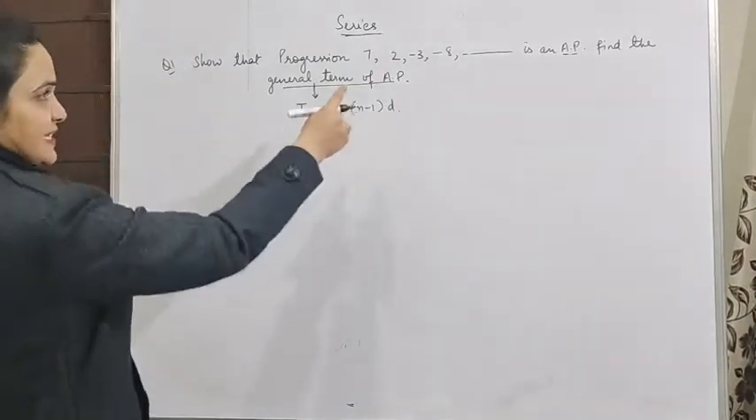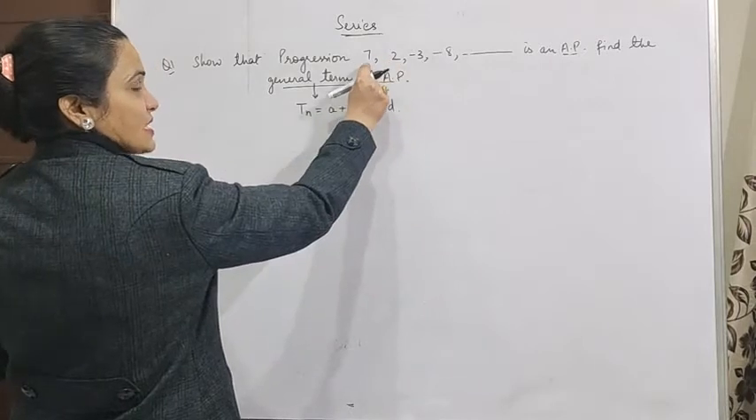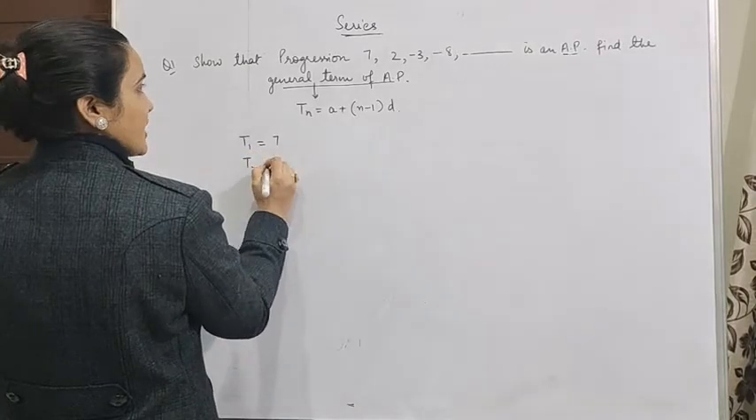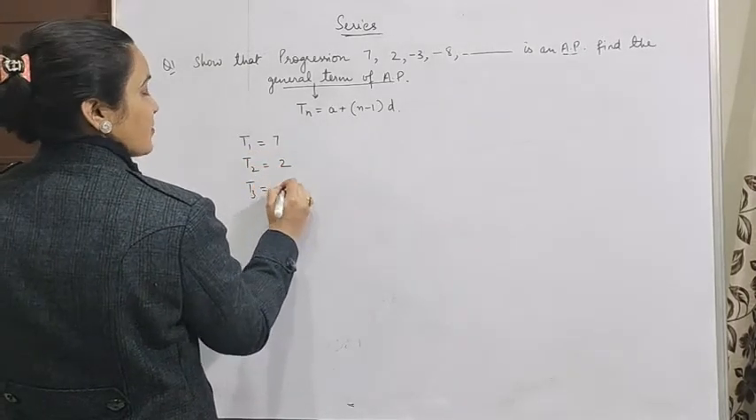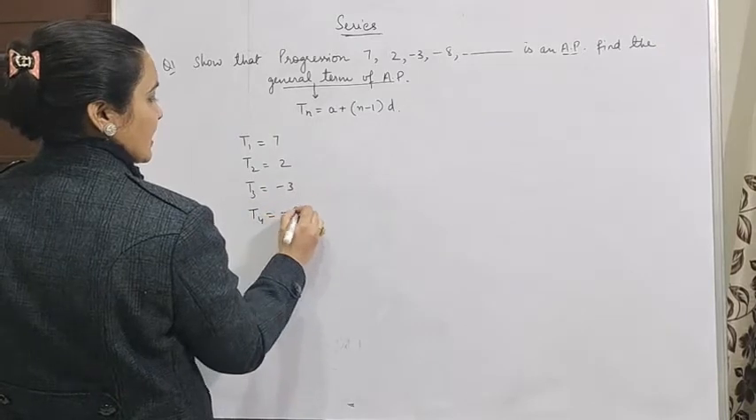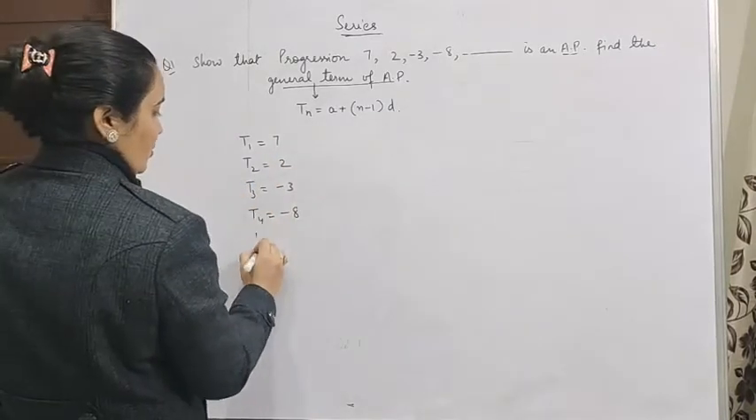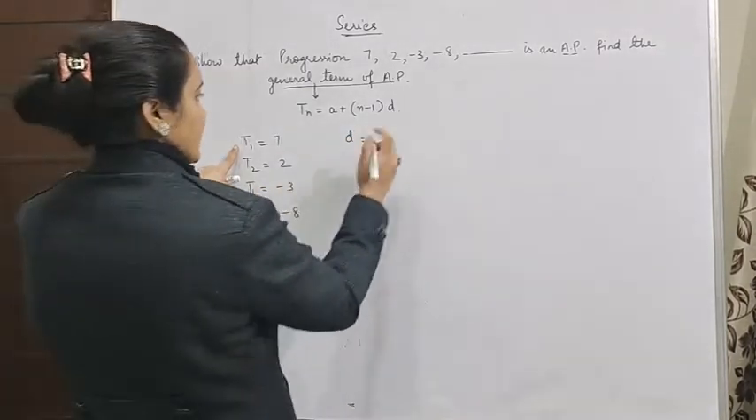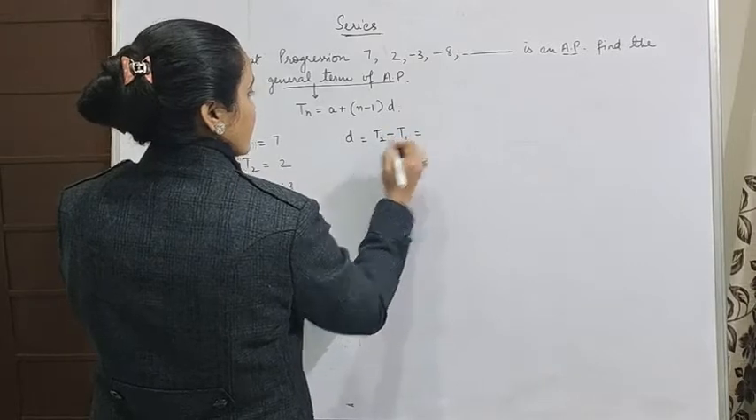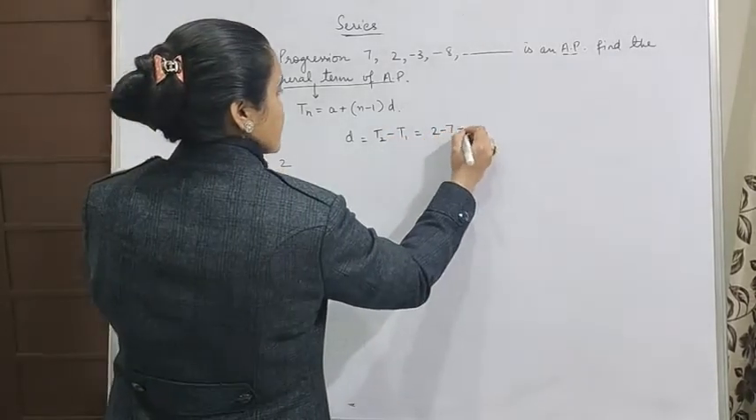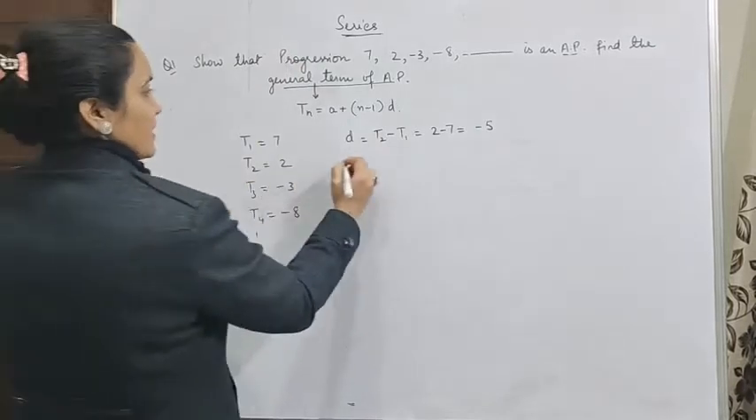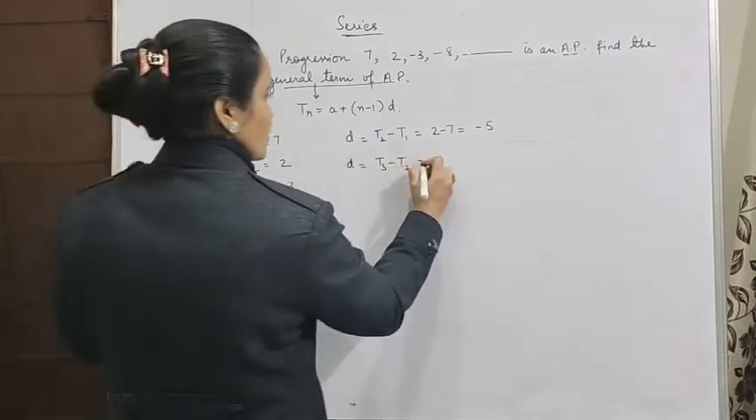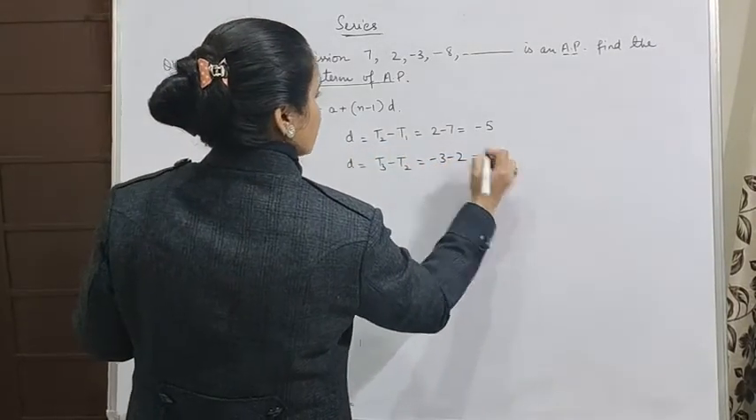So common difference कैसे निकलेगा? Second term minus first term. So we have T1 as 7, T2 as 2, T3 as minus 3, T4 as minus 8. So on. So we will find difference, that is D, common difference is T2 minus T1. So 2 minus 7. So it is minus 5. Common difference of T3 minus T2. T3 minus T2. So it is minus 3 minus 2, again minus 5.